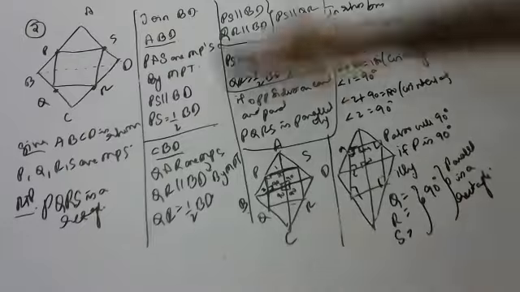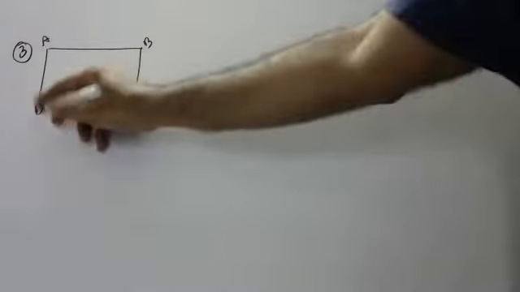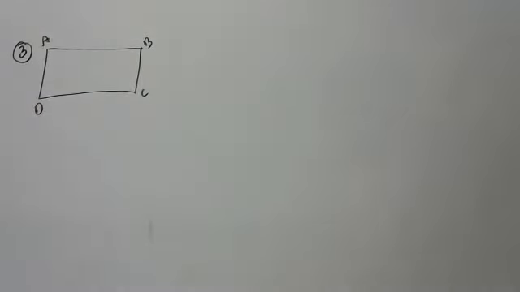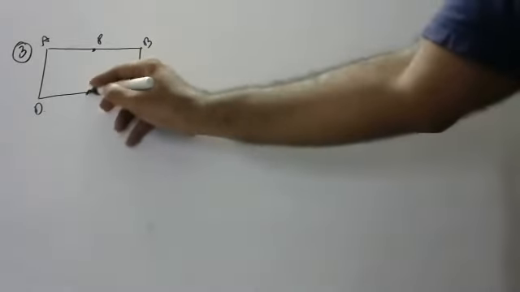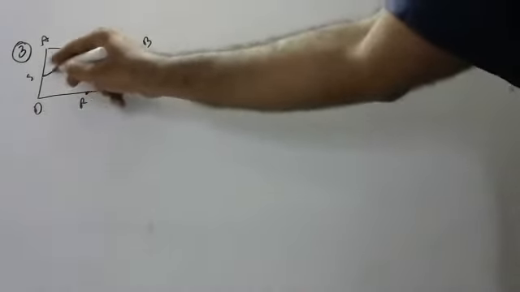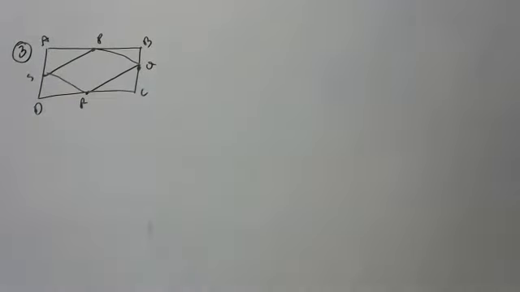Okay, children. Last sum for the day, third sum. Remaining we'll discuss two more. Third sum. ABCD is a rectangle. PQRS are the midpoints of AB, BC, CD, DA. This is midpoint, this is midpoint, this is midpoint, this is midpoint. Show that PQRS is a rhombus.